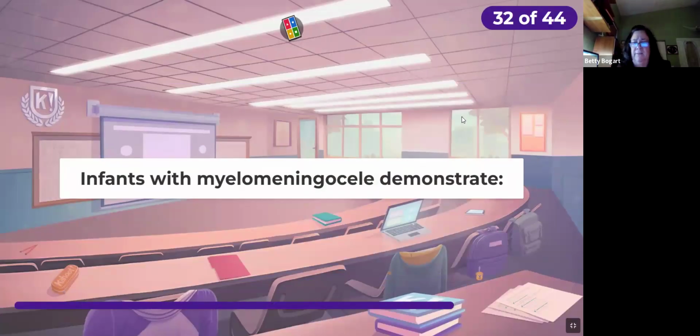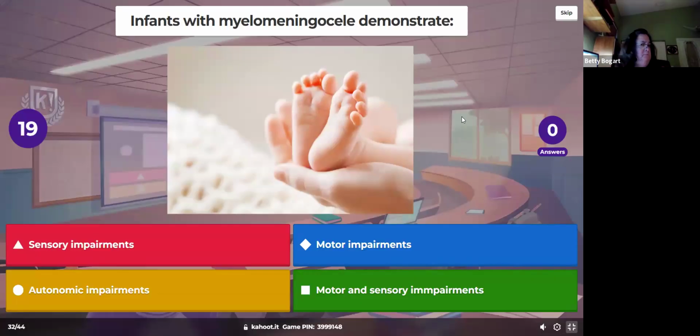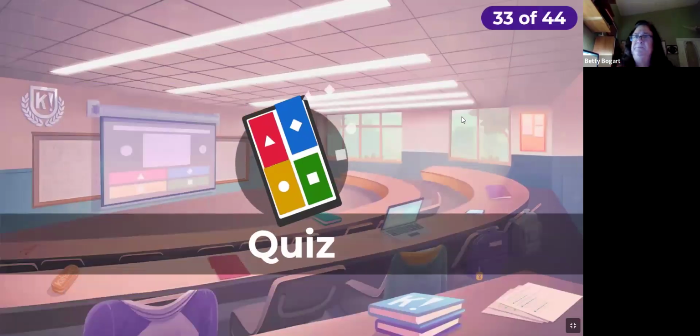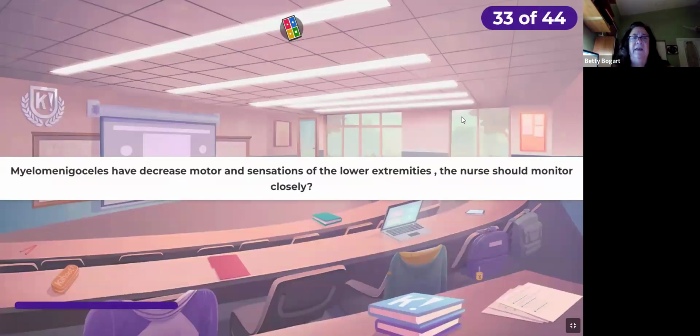Infants with a myelomeningocele demonstrate what? And I could say of the lower extremities. And that is motor and sensory. Some children do have good movement, some have none, some have minimal, and some feel and some don't at all. Again, it's all different. Depends on how much is pulled, how much was out, where exactly did it come out. There's so many variables there. Myelomeningocele have decreased motor and sensations of the lower extremities.